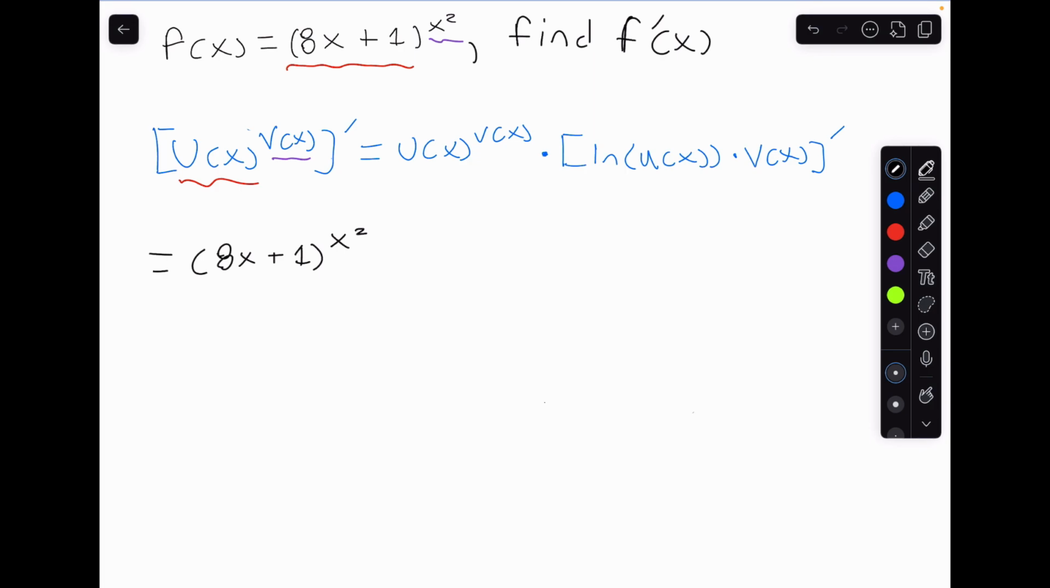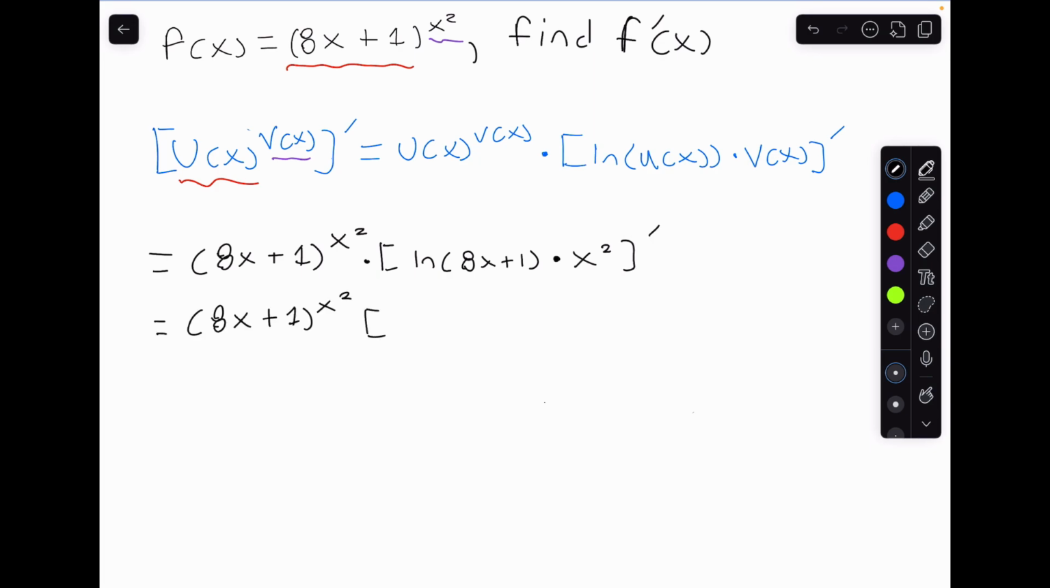So now we have that multiplied by the derivative of ln of u of x times v of x. So this is just going to end up being a product rule, right? So the ln of u of x is the ln of 8x plus 1. And then we have times v of x, and v of x is just x squared. And we're going to take the derivative of that and use the product rule.